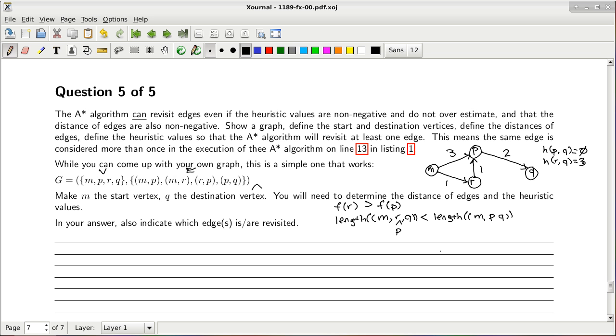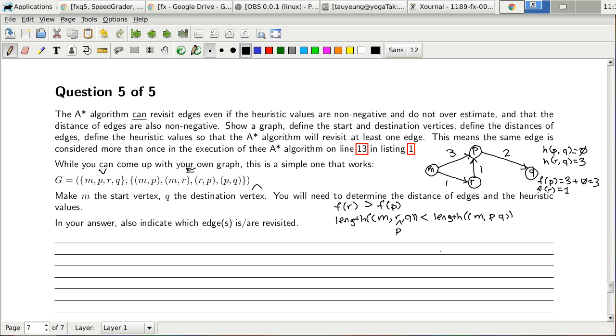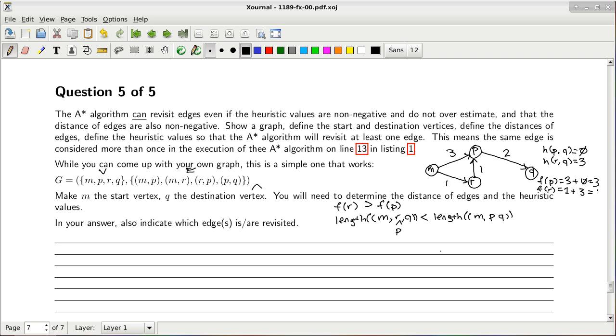So let's go ahead and check whether this is going to work or not. By the time we compute the f value of P, the f value of P is going to be 3, which is the length from the start vertex to P, plus the heuristic, which is 0. The f value of R, on the other hand, is going to be 1, which is the g value of R at the time, plus 3, which is 4. So this is going to force the algorithm to choose P instead of R when we get there.